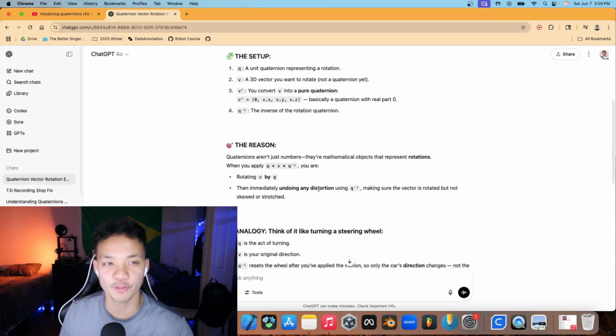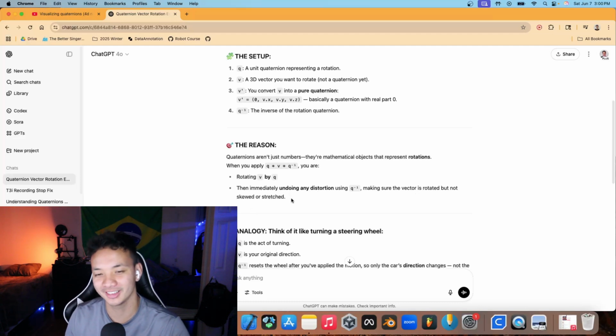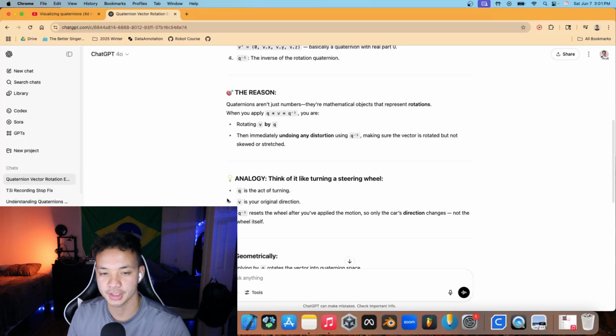That's what I said in the first video. Why am I so smart? Just kidding. That makes sense, but what kind of distortion? Is it just skewing or stretching? Think of it like turning a steering wheel. Q is the active turning. V is your original direction. Q inverse resets the wheel after you apply the motion, so only the car's direction changes, not the wheel itself. Oh, that's a great analogy. Chat, you cooked that one.